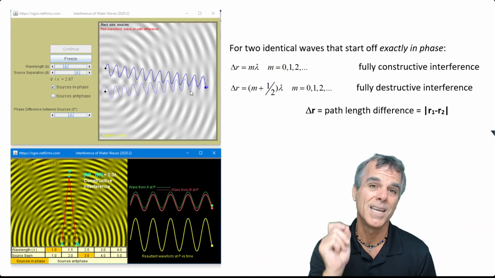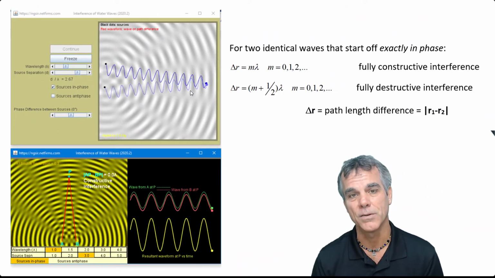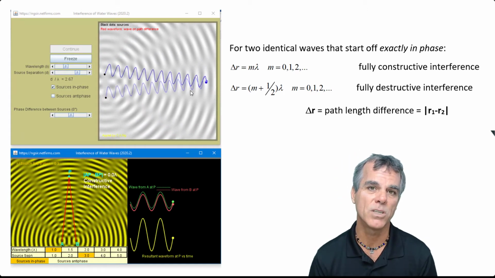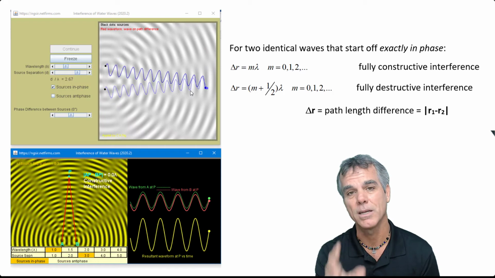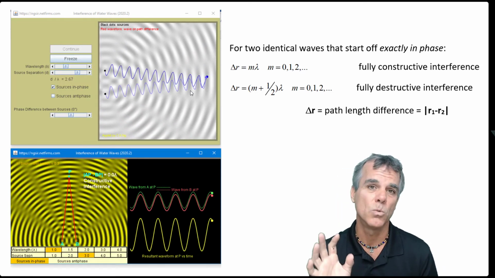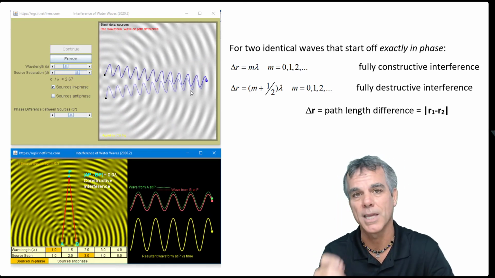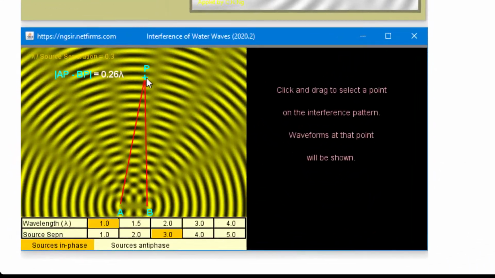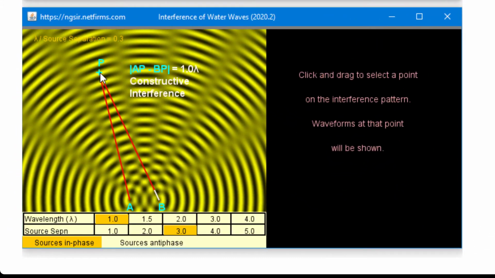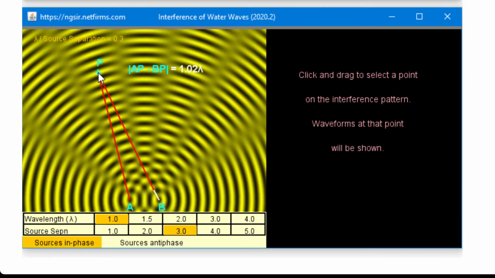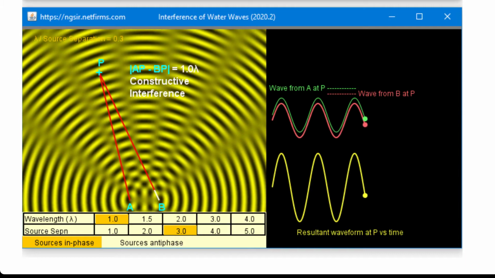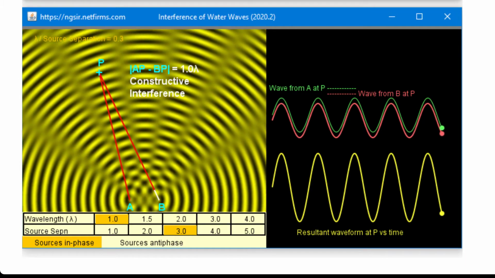Now, since a wave repeats itself after traveling one wavelength, if instead of a path length difference of 0, it has a path length difference of one wavelength, so waves from one source travel exactly one wavelength farther than waves from the second source, what you'll see is that I still have fully constructive interference.